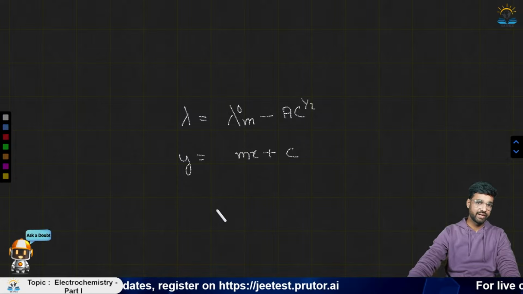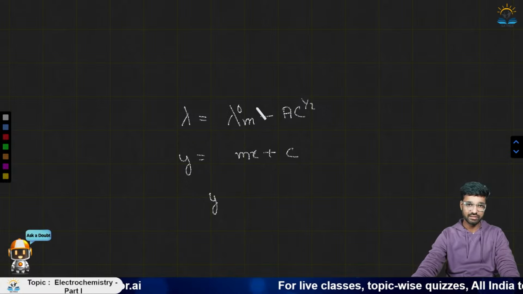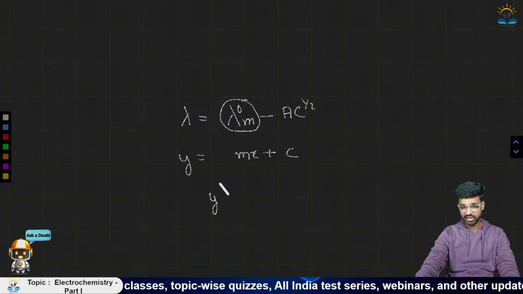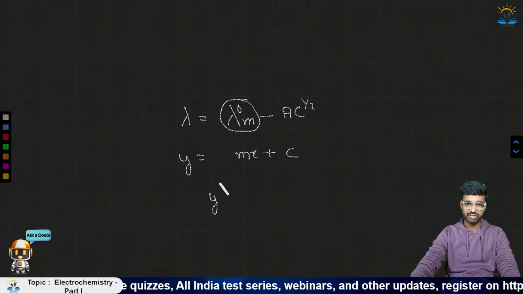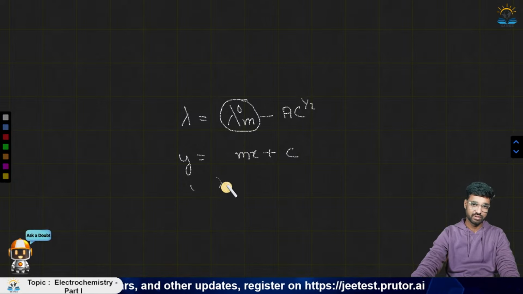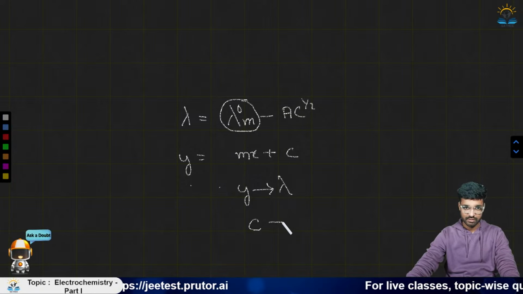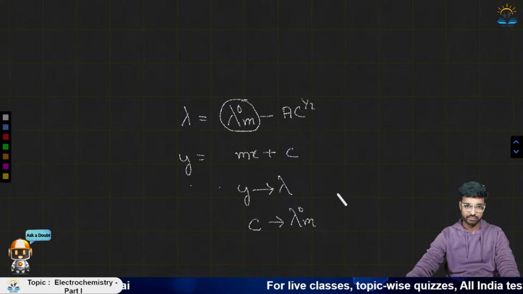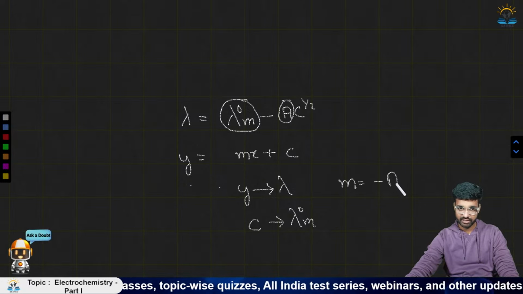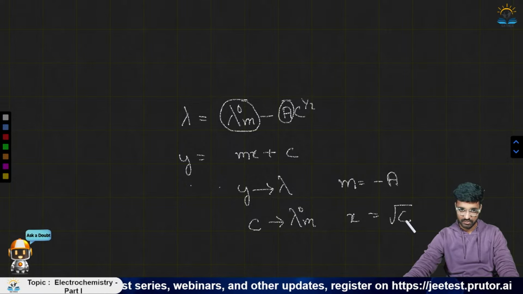So on comparing we get that, since we are drawing a graph between lambda m and root c, we can also see here that this term is constant. It is constant because it is upon infinite dilution. So it is the c here, and y is lambda m here. So let me write it like this: y is lambda m, c is lambda naught m. Also this a is a constant, so m is equal to minus a. This will be the slope of the graph, and x is equal to root c.